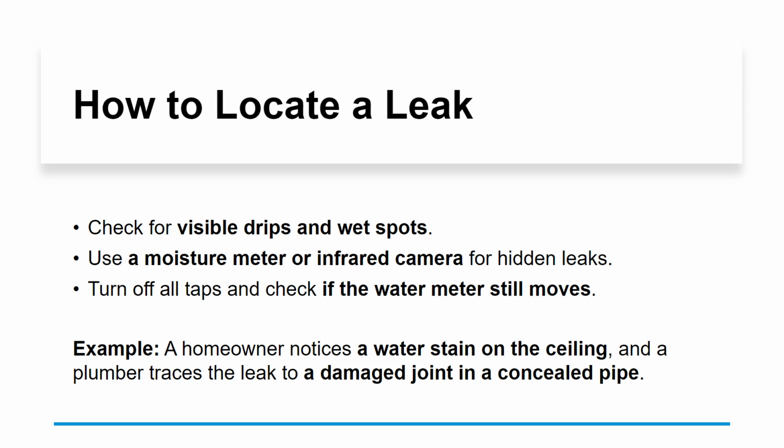Step 3. Monitor the meter. Turn off all water outlets. If the meter keeps spinning, you've got a hidden leak somewhere in the system.